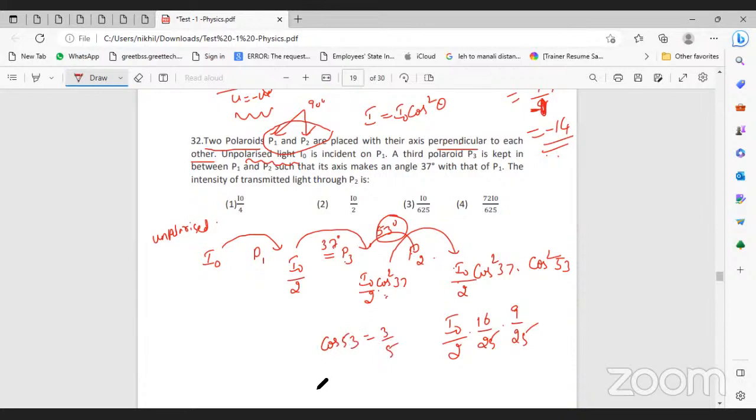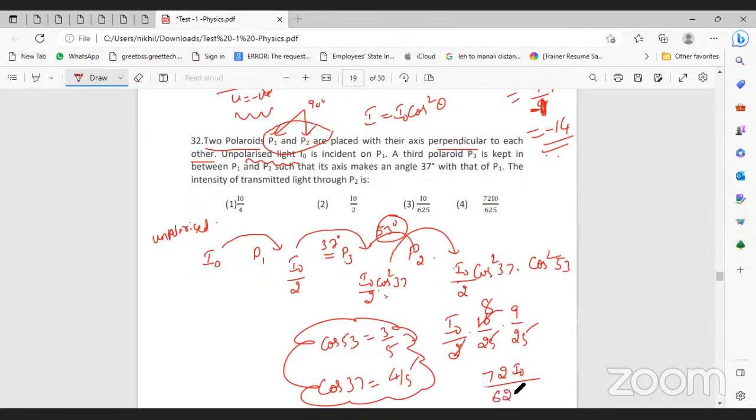Cos 53 is 3 by 5. What is cos 37? 4 by 5. Please remember the standard result. So it will be what? 16 into 9, after cancelling, 2 ones are 2, 8 into 9 will be 72, 25 into 25 will be 625. So 72 times of I0 divided by 625. That is the final intensity after coming through the polarizer P2.